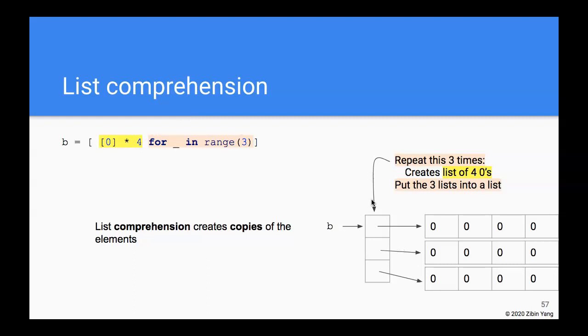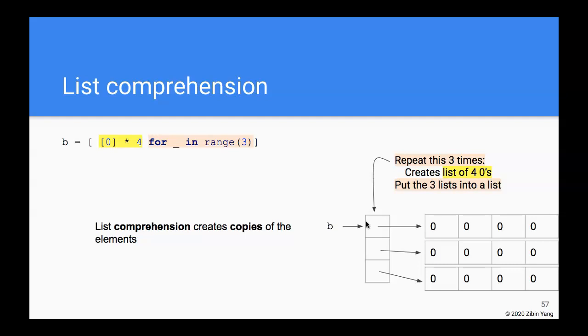And this is different from if we use list multiplication here, where we end up with just a single inner list, but all 3 elements of the outer list are pointing to the same inner list. I hope now you can see why if we just change one of the elements, it won't affect all the other rows. And that's why list comprehension is the right way to do this.